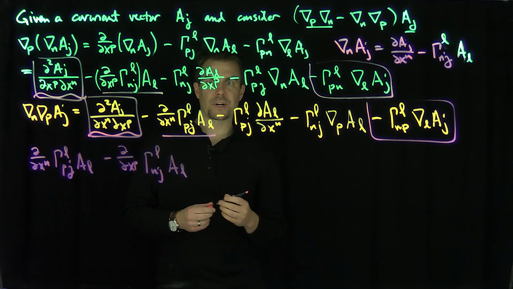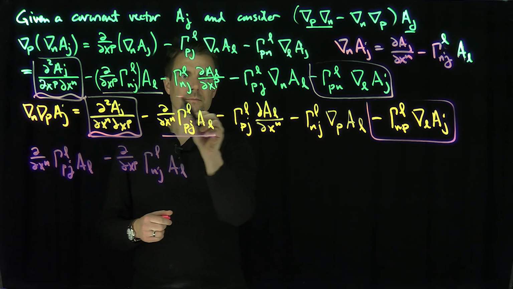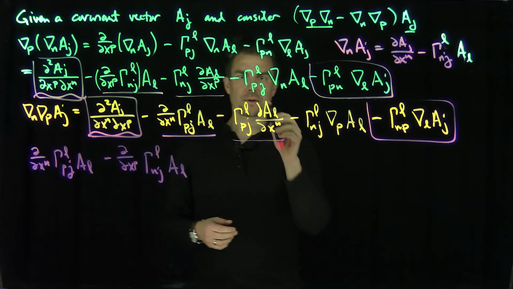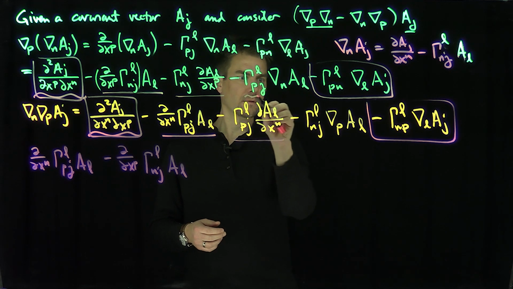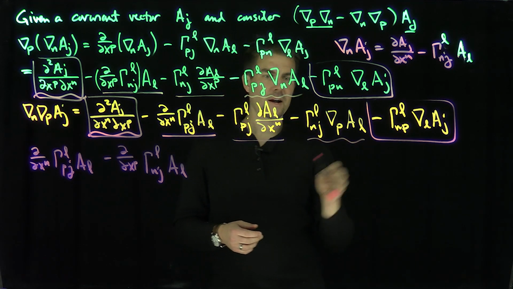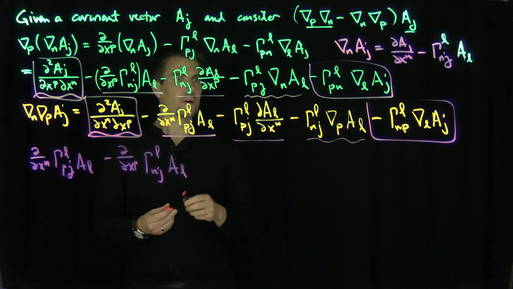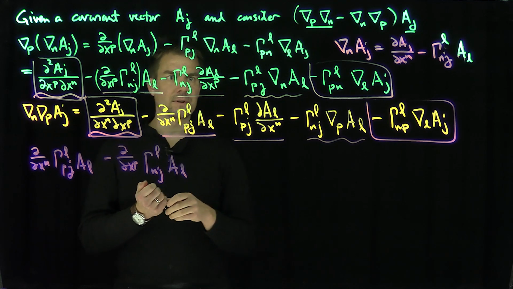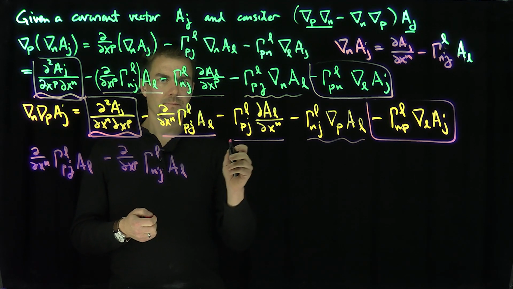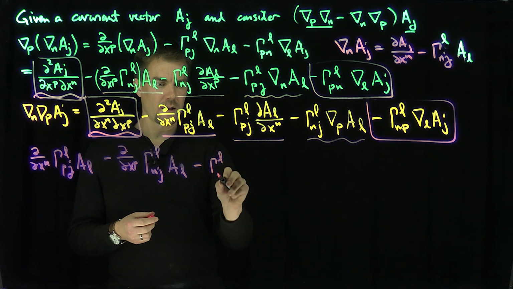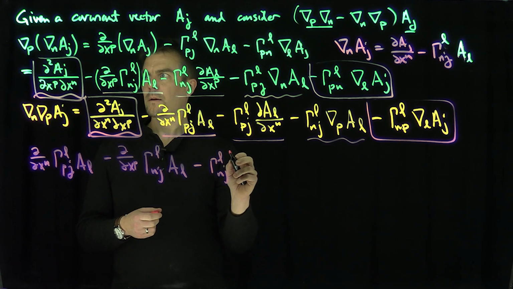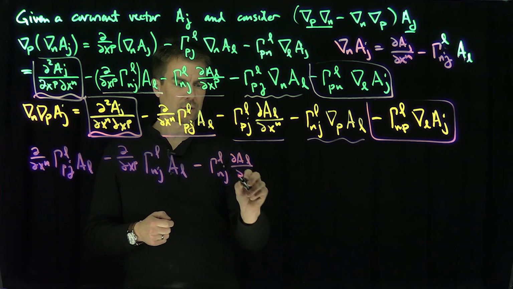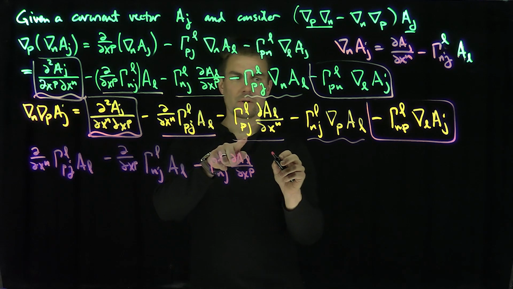So I've taken care of those two terms. And then what terms do we have over here? We have these terms over here, okay? And then we have these terms over here. So let's look at these terms carefully. We can expand those terms out a little bit more, so let's do that next. So I have minus gamma^l_{nj} partial A_l partial x_p.